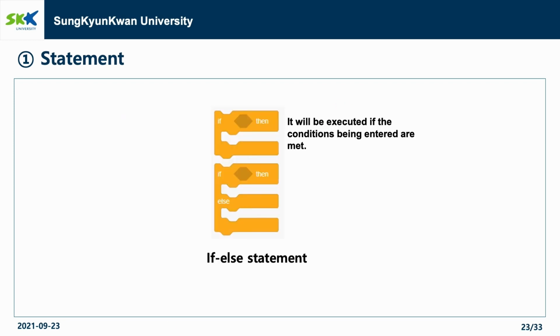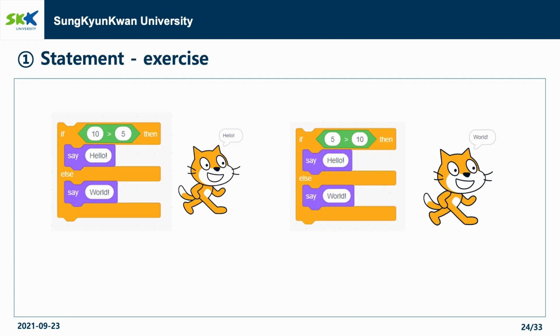Next statement is the if-else statement. It will be executed if the conditions in the diamond blanks are true. These are examples of the statement blocks. Let's see the first example.